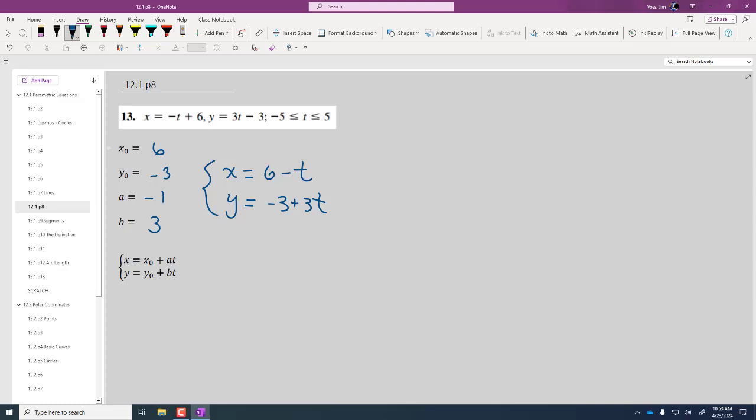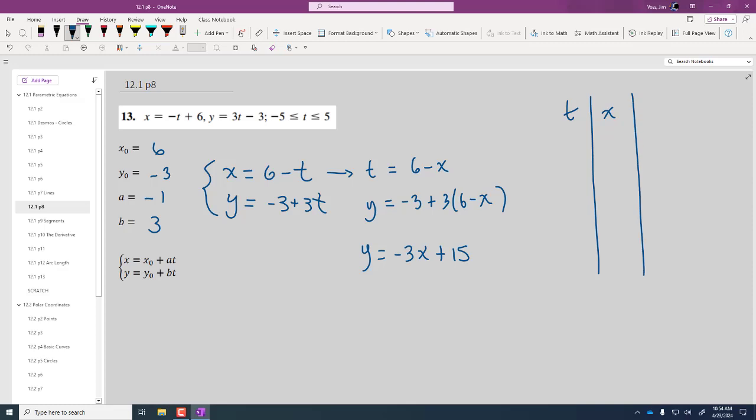And then if we want to put it in slope-intercept form, we're going to substitute. So if we solve this one for t, we're going to get 6 minus x. And we plug it into the bottom equation, so we have that. And so then we're going to get y equals negative 3x plus 15. Let's check some points to make sure that everything is doing what we want it to do.